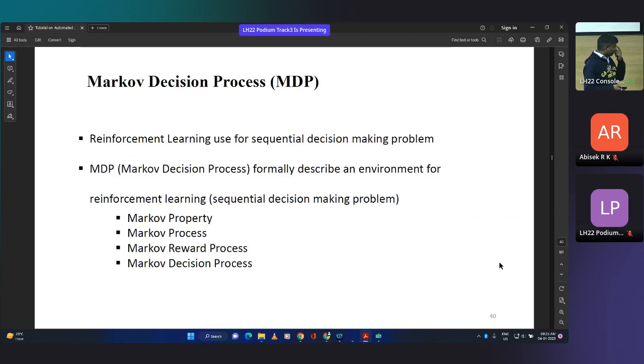Basically, we use reinforcement learning in a problem that involves sequential decision making. In the stock market also, we take sequential decisions. MDP, the Markov decision process, is used to formulate the environment for reinforcement learning. Basically, MDP is used to represent the sequential decision making problem. So these are some terminology in MDP that we will discuss.